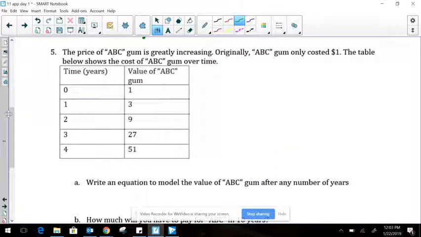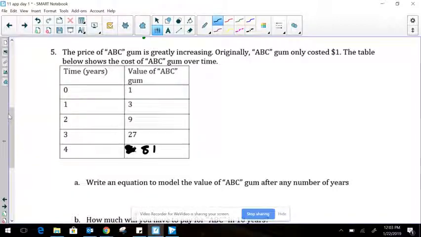Okay, and last one. The price of ABC gum is greatly increasing. If you don't know, ABC gum has already been chewed. Yeah, it's getting very popular, as you can see. First thing, if you could just change this 51 to an 81. Here, I'll just write. That's a typo, sorry.